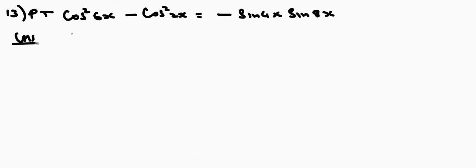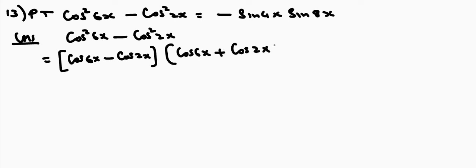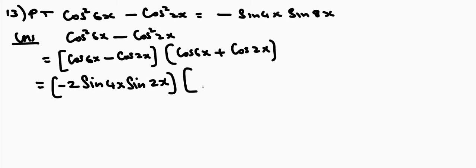What is LHS? It is cos square 6x minus cos square 2x. You can write a square minus b square as a minus b into a plus b. That is equal to cos x minus cos y is minus 2 sin of x plus y by 2, adding and dividing by 2, we get 6x plus 2x is 8x by 2 is 4x, into sin of difference divided by 2, 4x by 2 is 2x. Cos plus cos is 2 cos cos, that is 2 cos 4x into cos 2x.